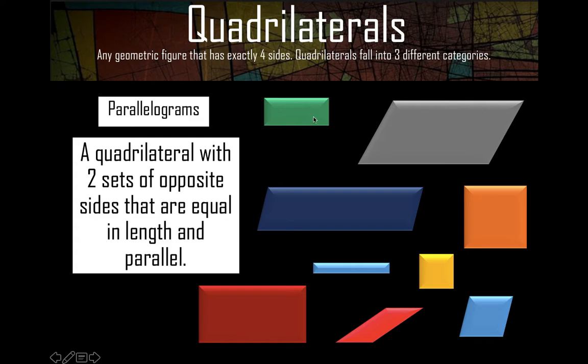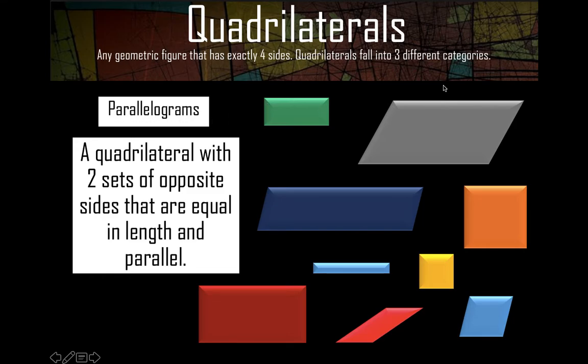What that means is if you look at, say, this green shape, for example, it is a rectangle, we know that. But if you look at this shape, the opposite sides are both equal in length and they are parallel, meaning that if you kept drawing them out, they will never cross. They're never going to intersect. Hence the parallel of parallelograms.